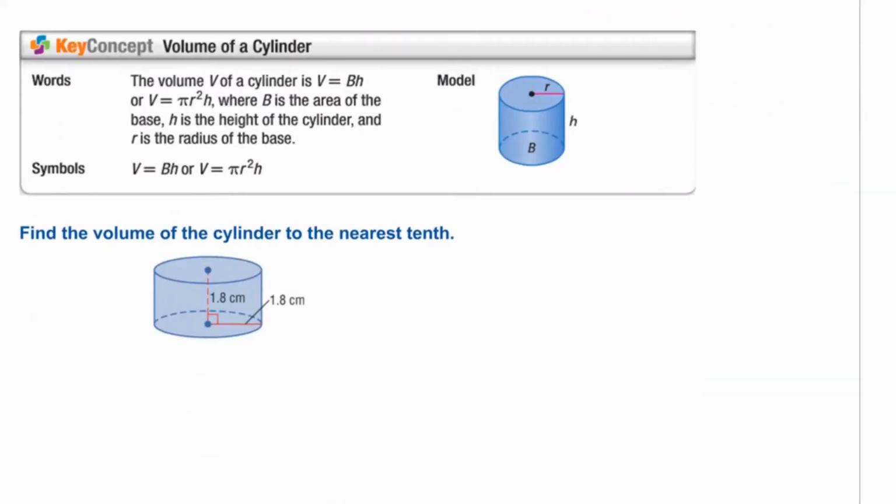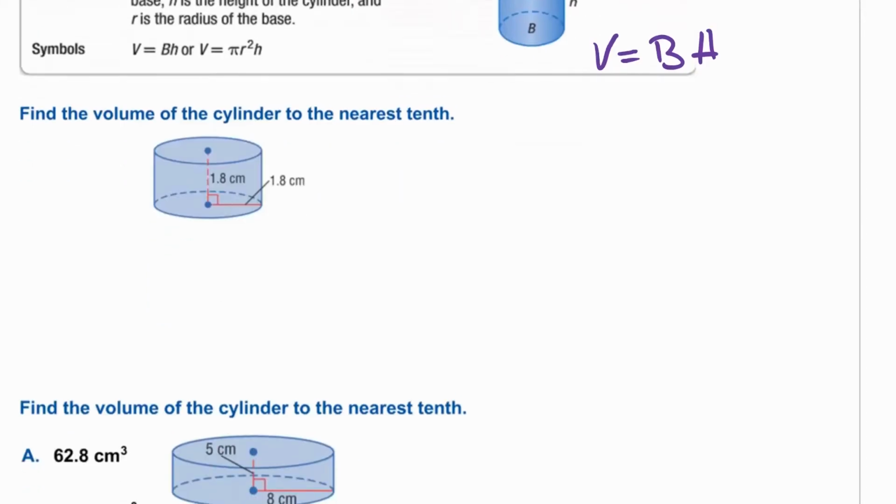We have the same formula for the volume of a cylinder. For this, the volume would be base times height. Again, the height of the entire cylinder times the area of the base of the cylinder, which is a circle.